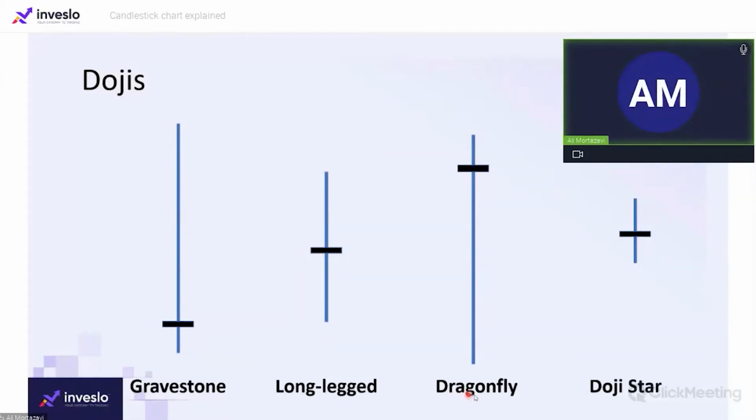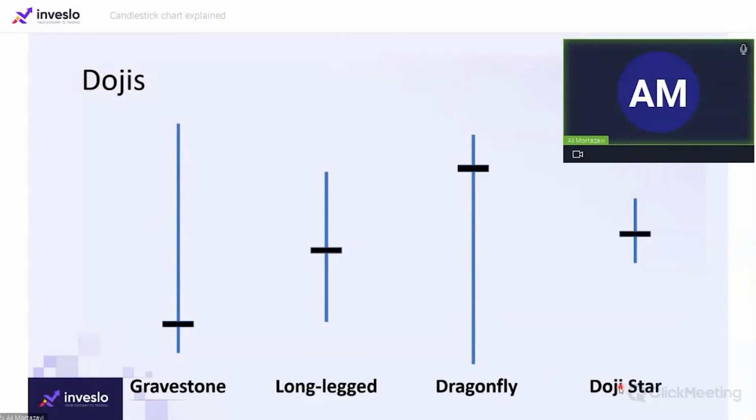And then we have the dragonfly, when we see a very significant rejection from buyers, who didn't accept lower prices, but also didn't have enough momentum to push prices higher, and they just closed the price at the opening price. These three types of dojis reveal a very volatile market.